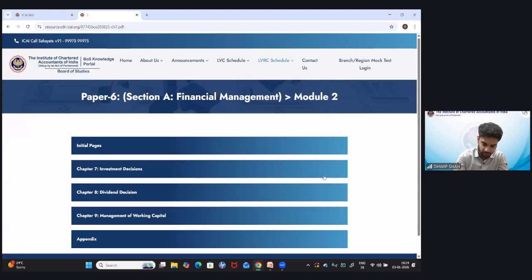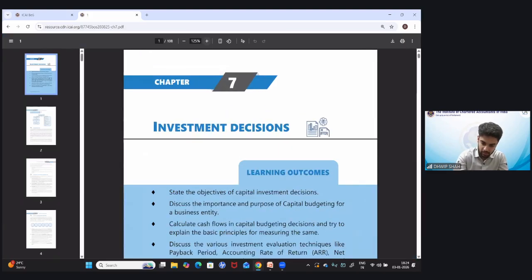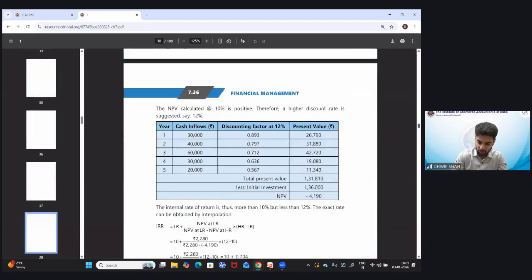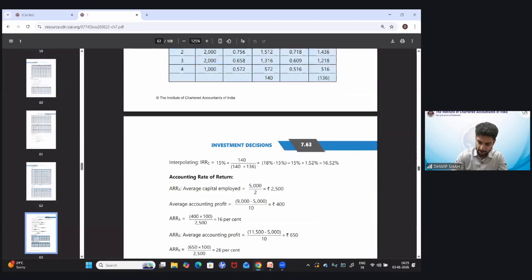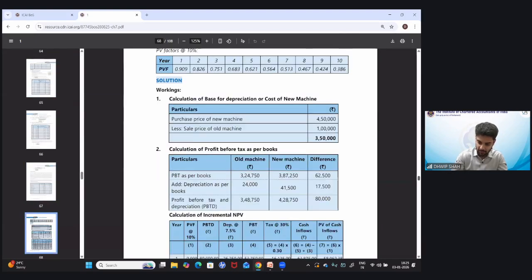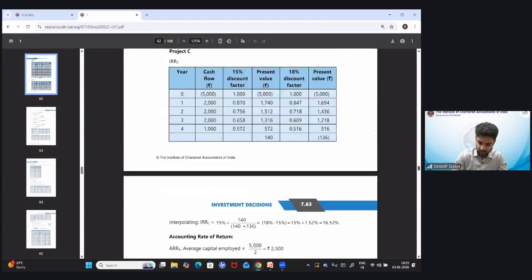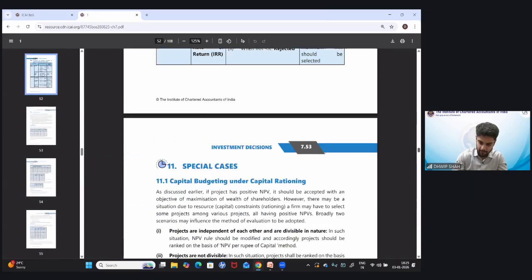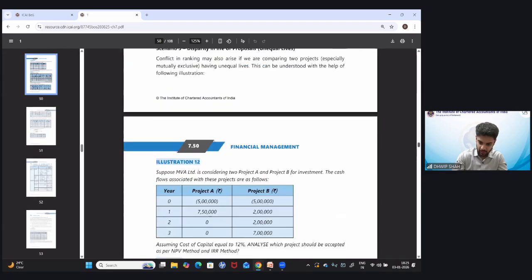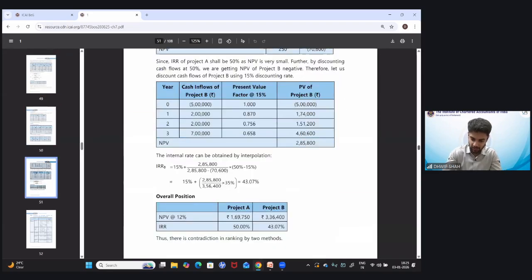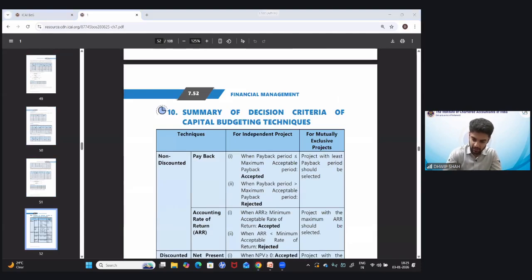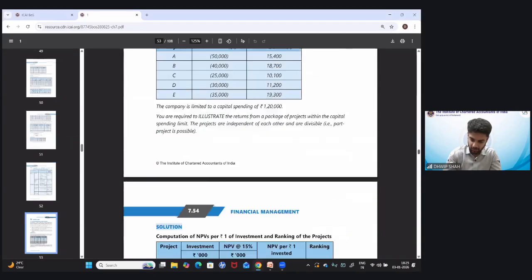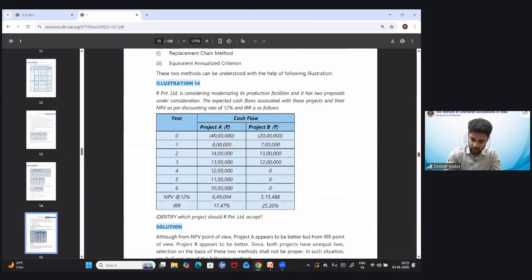I don't know how it just closed. What was the page number, students? Oh man, it was Illustration 14, right? What was the page number? 756. Okay, 5356. Okay.